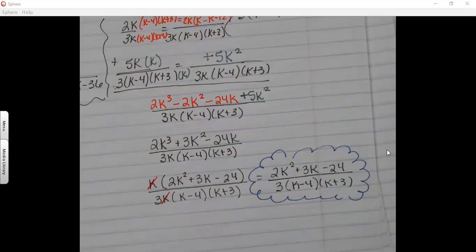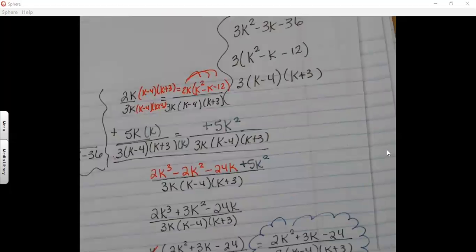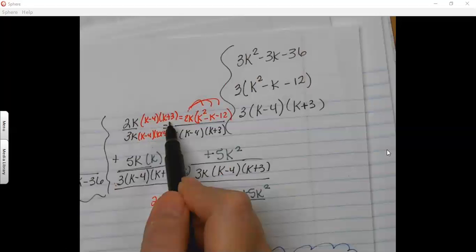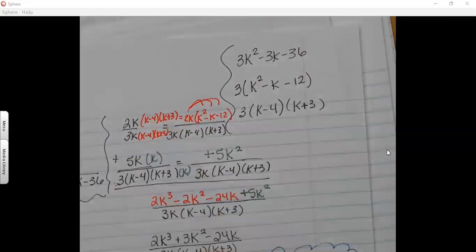Okay, so go back up to the top. Remember we had 2k times k minus 4 times k plus 3, right? So I made k minus 4 times k plus 3 with k squared minus k minus 12 as we just did earlier. So I multiplied these together first to get k squared minus k minus 12. And then when we came down here, I went ahead and distributed the 2k. 2k times k squared, 2k cubed. 2k times negative k, negative 2k squared. 2k times negative 12, negative 24k. I just did it in steps.